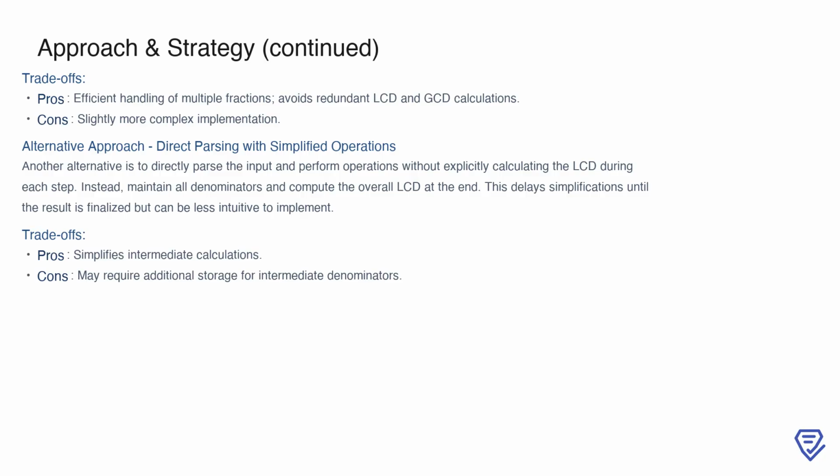In this method, instead of simplifying fractions after each operation, we keep track of all denominators and compute the overall least common denominator once the entire expression has been processed. This avoids intermediate simplifications, making the approach potentially simpler in terms of arithmetic. However, it comes with a trade-off: the need to store additional intermediate denominators, which can increase memory usage. While this method simplifies intermediate steps, its less intuitive nature and extra storage requirements make it a less appealing choice compared to the optimized approach.